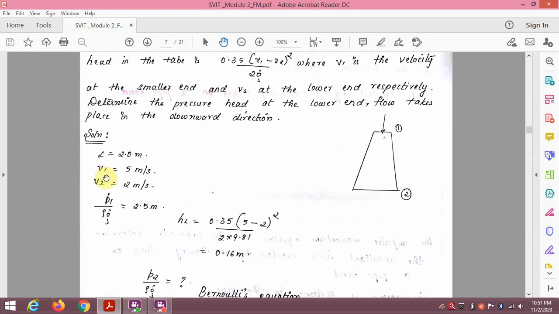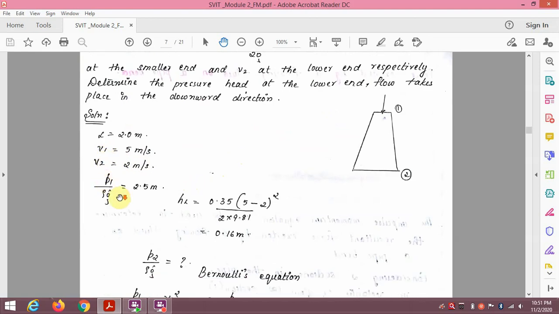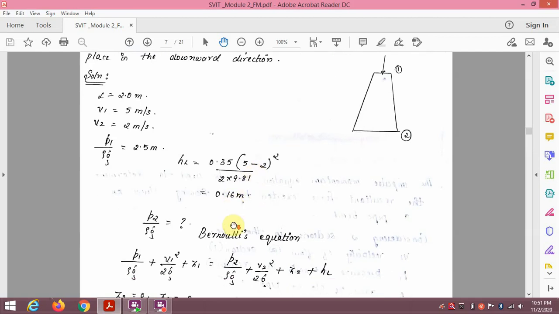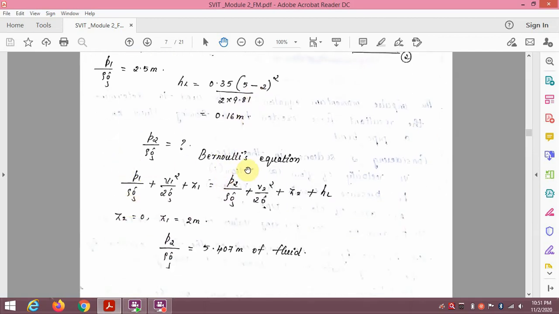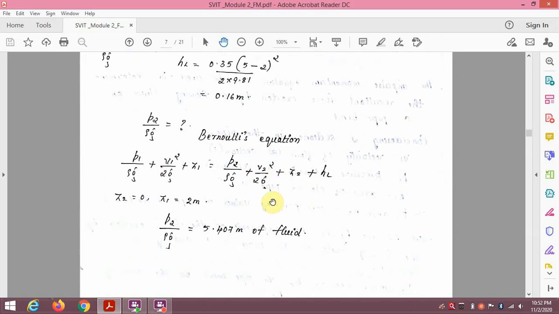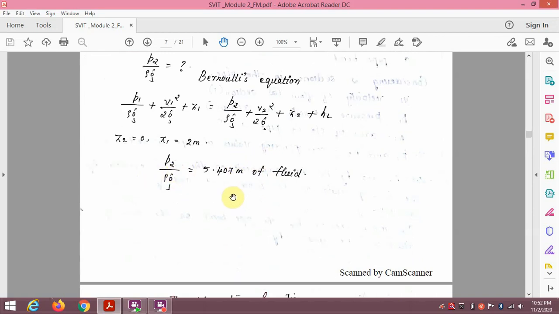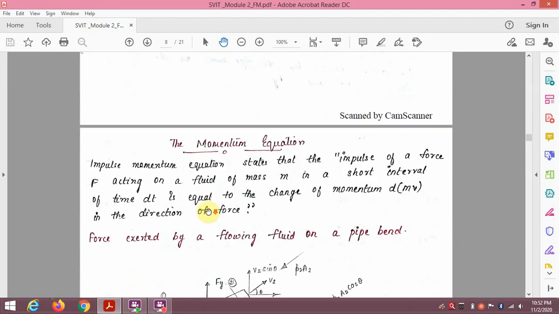So length is 2 meters, V1 is equal to 5 meters per second, V2 is equal to 2 meters per second, and P1 upon rho g is 2.5 meters. HL is equal to 0.3 into 5 minus 2 the whole square divided by 2 into 9.81, that is equal to 0.16 meters. P2 upon rho g is found from Bernoulli's equation: P1 upon rho g plus V1 square upon 2g plus Z1 is equal to P2 upon rho g plus V2 square upon 2g plus Z2 plus HL. Z2 is equal to 0 and Z1 is equal to 2 meters. Therefore, P2 upon rho g is equal to 5.47 meters of the fluid.